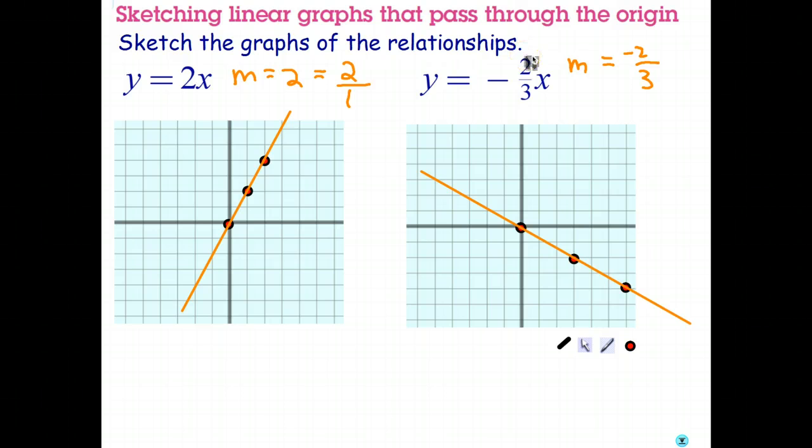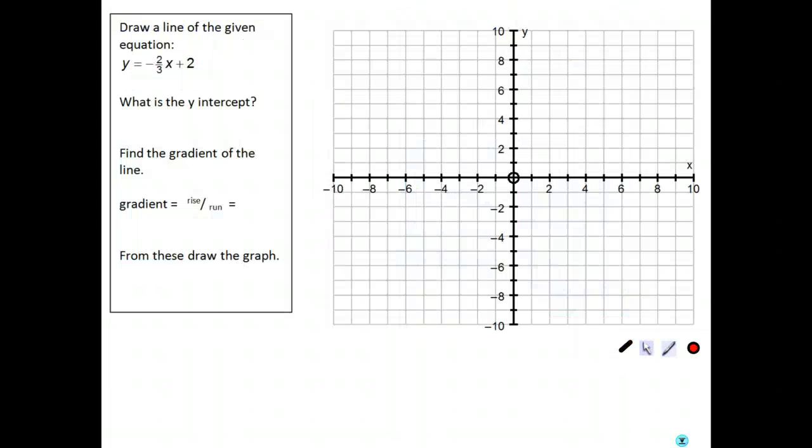Okay, let's look at some slightly more complicated equations. So we've got about 5 of these to do, so this video is going to go on a bit longer than normal because we want to look at a variety of different types of equations. So here's the equation just here, y equals negative 2/3 x plus 2. And what I'm going to do here is pretty much going to be repeated in all of the other pages in this video. So the first thing we have to always start with is finding the y-intercept.